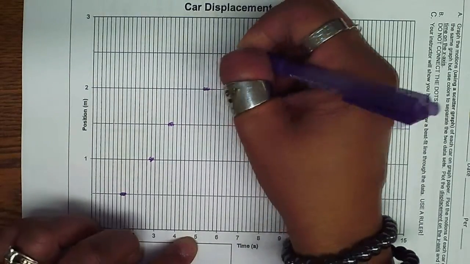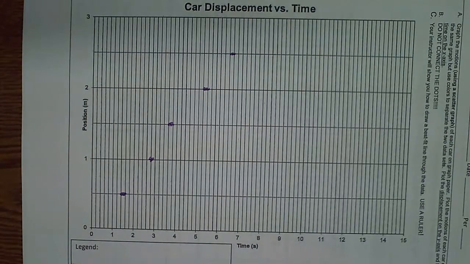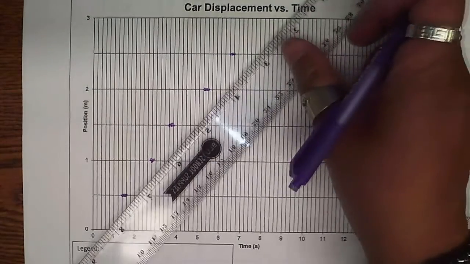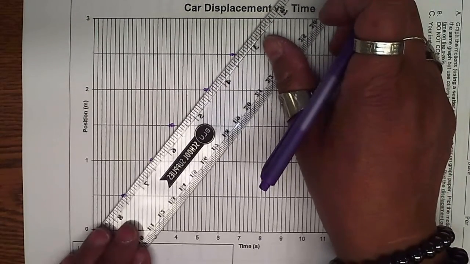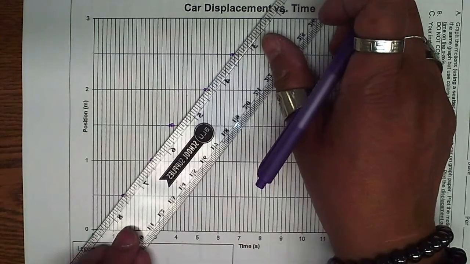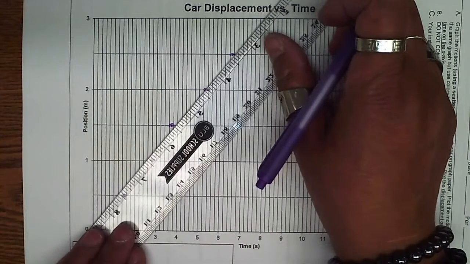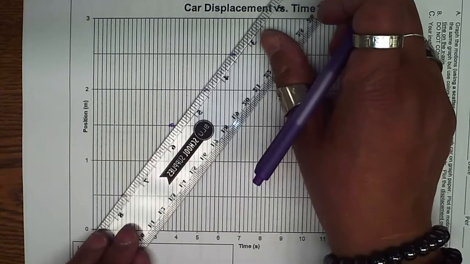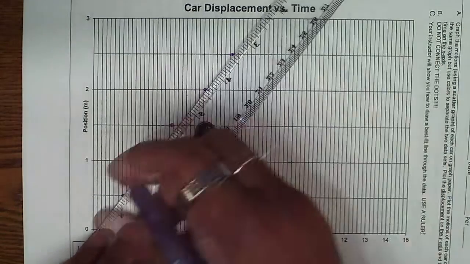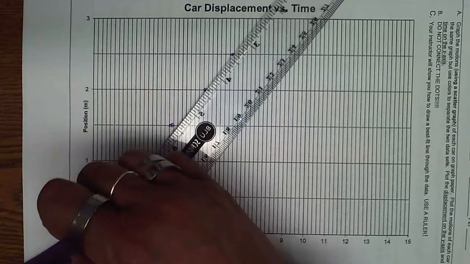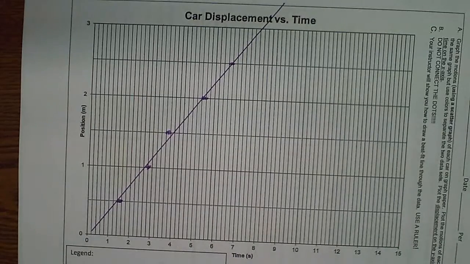Then you take your ruler and you do your best fit line between all 3 points. Again, you're going to try to get all the points that you can, like a scatter plot, but these points are actually pretty good. So there's my best fit line for that one.